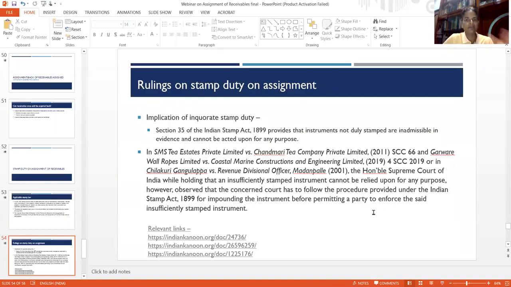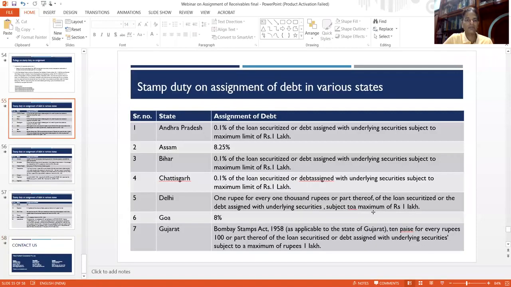As for stamp duty, what we have done basically is we put a list of states and the duties in different states, which is something which is easily readable.